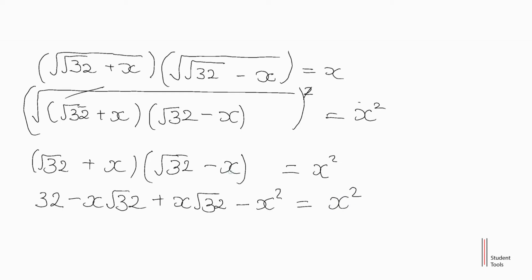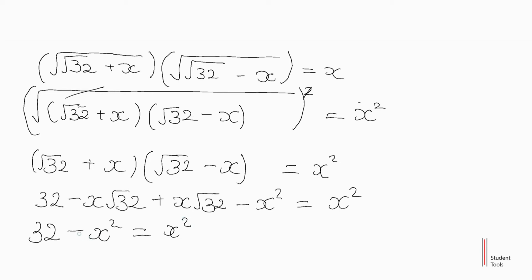So now let us sort everything. Here we will have 32, x root 32 plus x root 32 is 0. So now we have minus x squared equal to x squared.